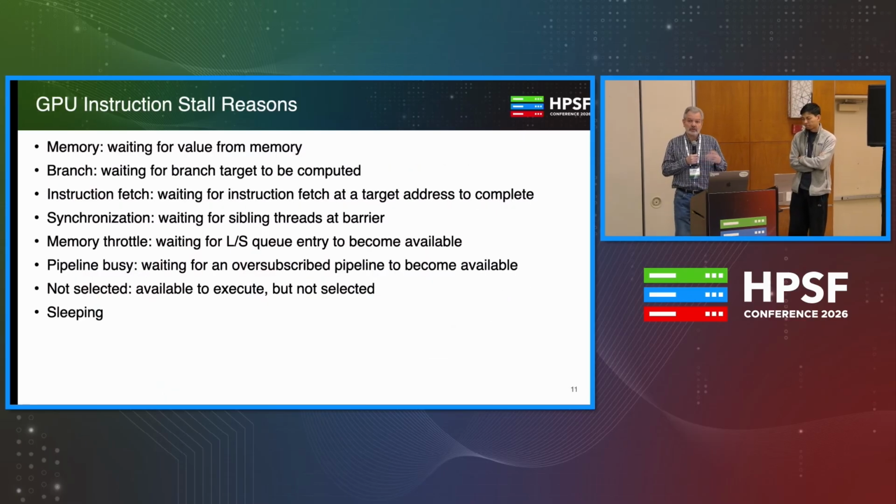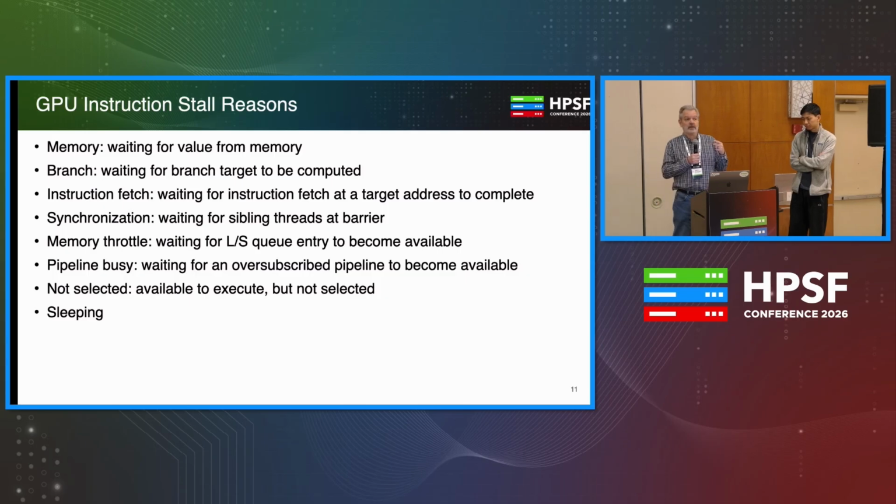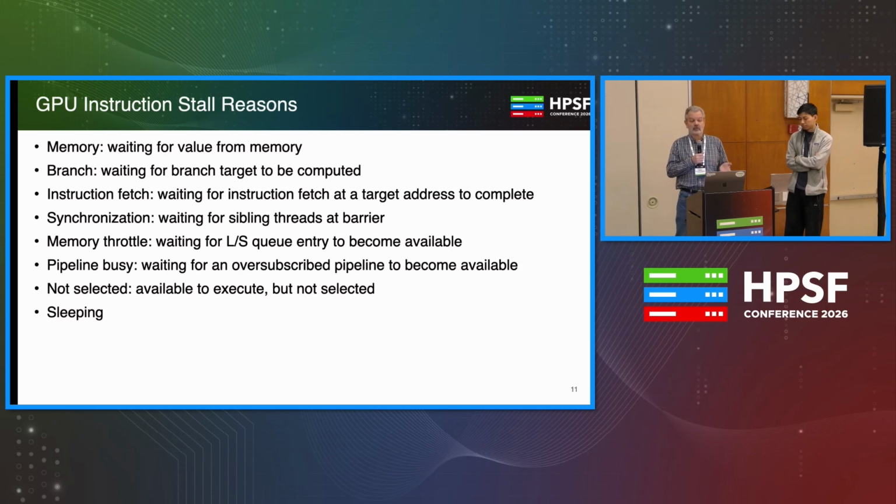So when you have this sort of hardware support, NVIDIA's GPUs, and now AMD's and Intel's GPUs, are all collecting information about stall reasons. And so you can tell that you're stalled waiting for a value from memory, or waiting for a branch target to be computed. If you have an if-then-else, you may need to wait until the branch is computed if I have to go to the else branch.